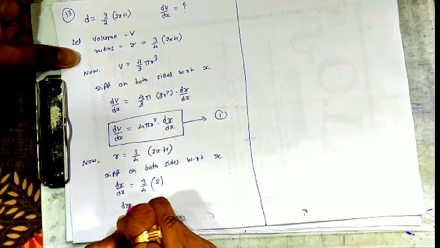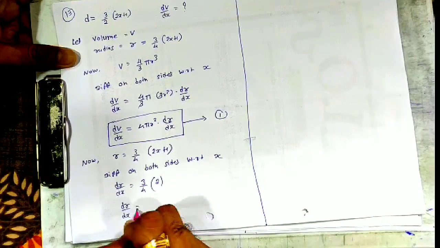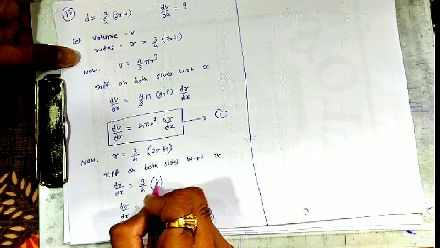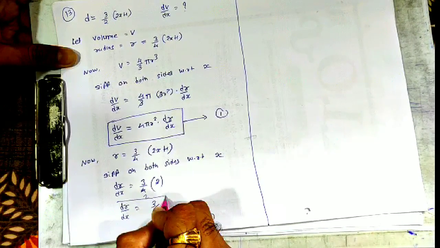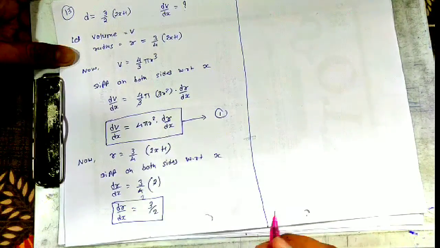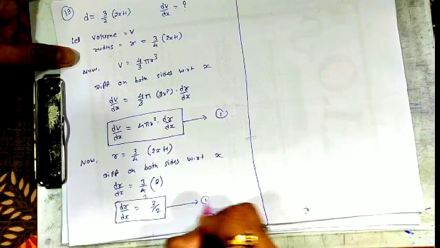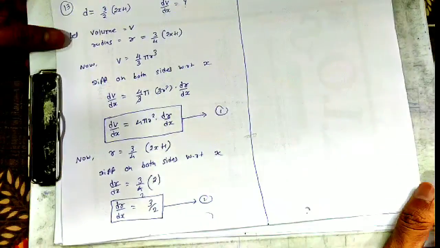dr by dx is 3 by 2. As units are not given, we are not writing the unit. Put the value of result 2 and result 1.